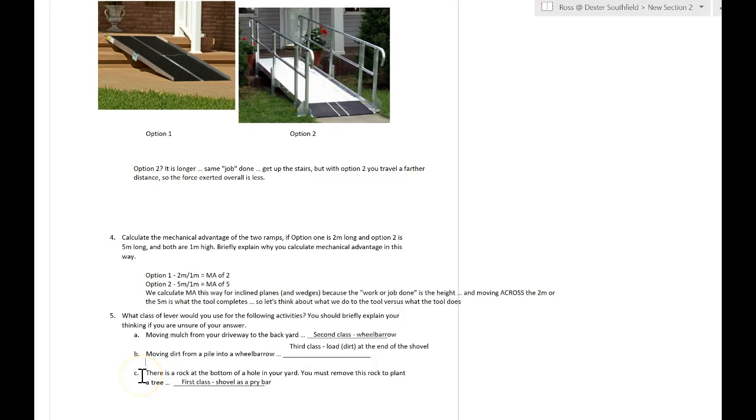And 5C, there's a rock at the bottom of the hole. You want to remove that rock to plant a tree. You're going to use a 1st class lever, meaning you're going to use a shovel as a pry bar, right? You're going to pry that rock out. The load will be at the end, the input will be at the other end, and the fulcrum, the fixed spot where it twists from, is going to be like the edge of the dirt pile or the edge of the hole there. There was a previous video that showed a 1st class lever, a shovel, getting a rock out of the bottom of a hole. That happened in a previous video as well.